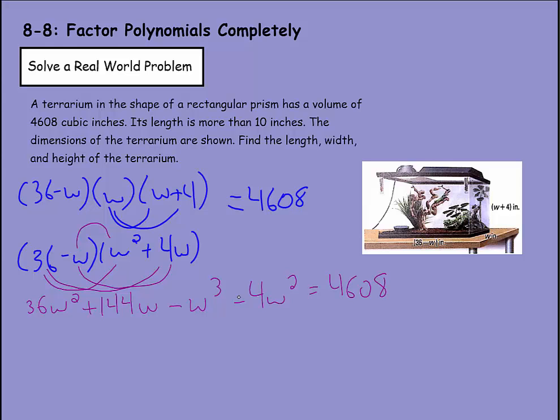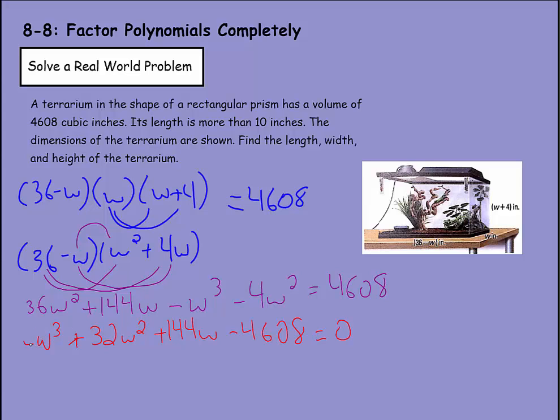So if I rewrite this in descending order and simplify, I would have negative w to the third. I have 36w squared minus 4w squared, so plus 32w squared. Make sure you know that's a plus sign. Plus 144w. Then I could subtract this from both sides of the equation, so minus 4608 equaling 0. If you notice, I have a polynomial with 4 different terms, and like we did earlier, we grouped them and then factored them out. I think we could do that again.